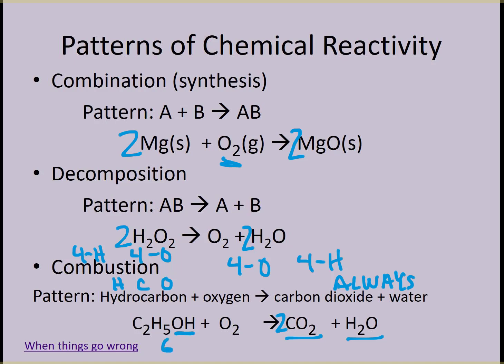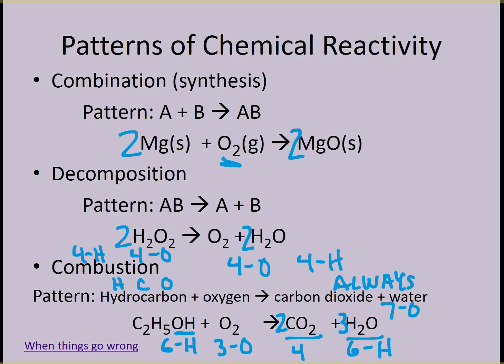I have 6 hydrogens here, and over here I only have 2. So I'm going to put a 3. So I have 6. And let's count our oxygens. So we have 3 on the left-hand side, and on this side we have 4 plus 3. So I have 7 oxygens on this side.